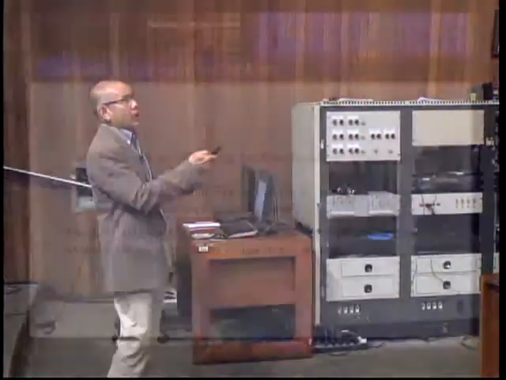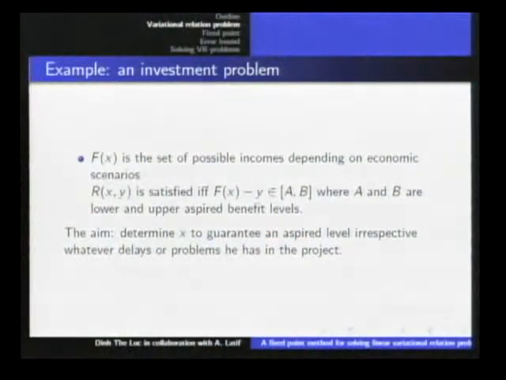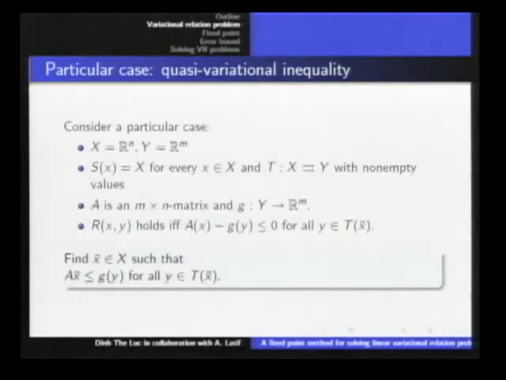So it means that I have some level that I want to get. Okay? So here is a and b. So what is my aim? So determine x and to guarantee an expected level of my income, whatever the situation would be. Okay? So this problem is indeed a variational relation problem and not an optimization problem. Okay? We go further.